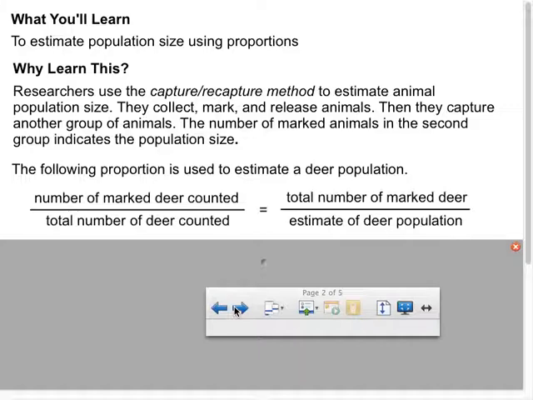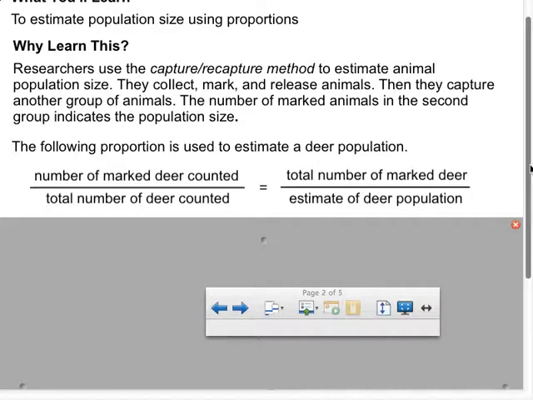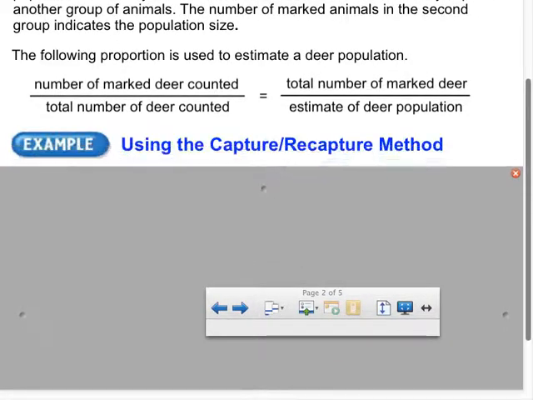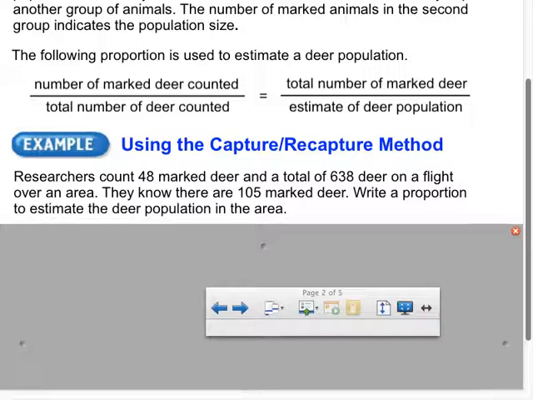Got it? Okay, so let's just say for the state of Maryland, some people went out, they tranquilized some deer, tagged them, and let them go. Okay? And let's go directly to the problem. Okay. So they tranquilized and released 105 deer. Got it? Now, later, they go out in a plane or a helicopter or whatever, and then they count deer. Got it?